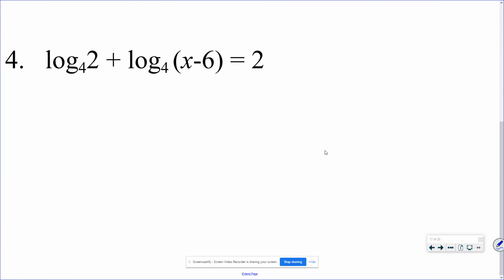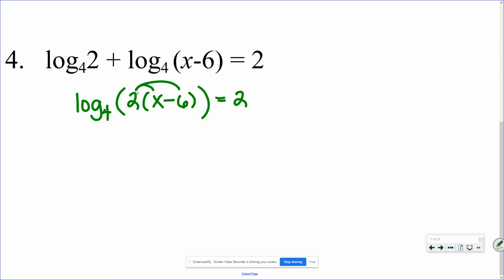The first step is not going to be different though. The first step of condensing this left side of the equation is going to be the same as what you've seen in the other three examples. So plus, remember, means product. So we're going to start with multiplying, and I actually think I'm going to go ahead and multiply all that through. So that would actually be 2x minus 12.